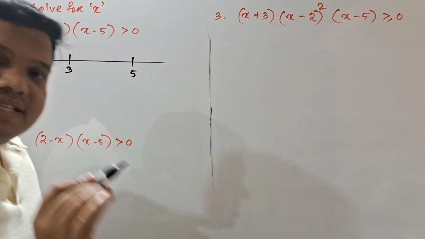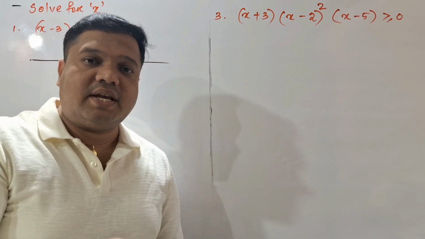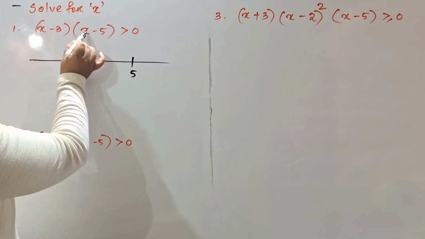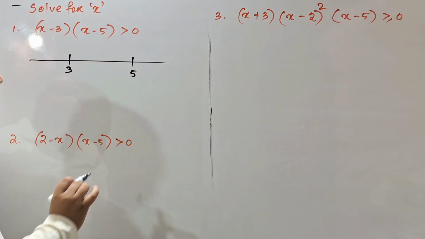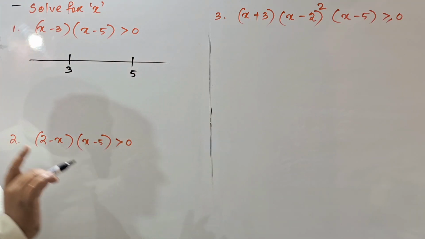Then I have to check the standard form. How to check the standard form? The coefficient of x must be positive. Yes, it is positive. And here the right side of the inequality is 0.